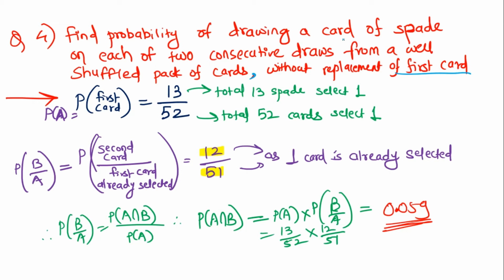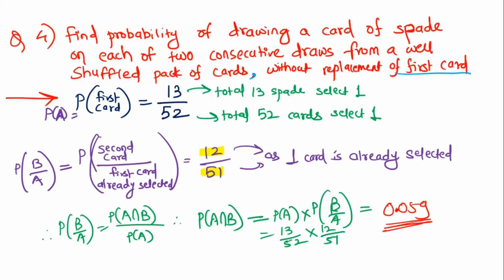Now the first event is that you are taking out one spade card from a pack. The probability of taking out the first card from a pack, which is a spade, is 13 divided by 52. There are a total of 13 spade cards, and from that you are taking out one card. So that is the favorable event divided by how many possible chances there are to take out one card from your 52 card pack. So you can have 52 chances, so it is 13 by 52.